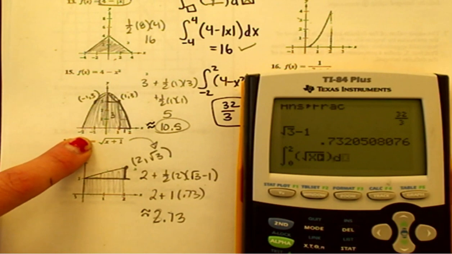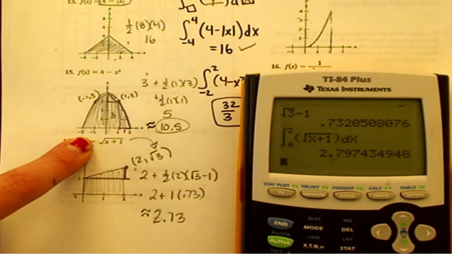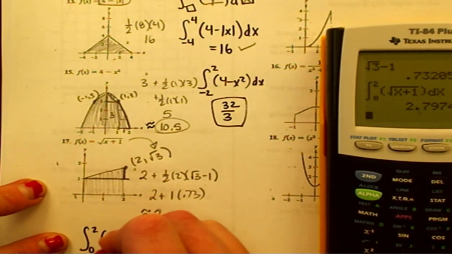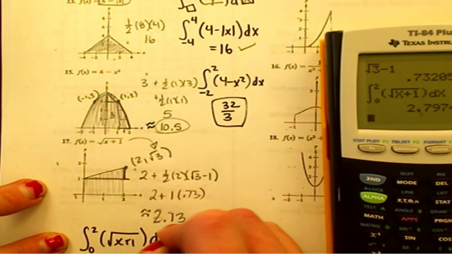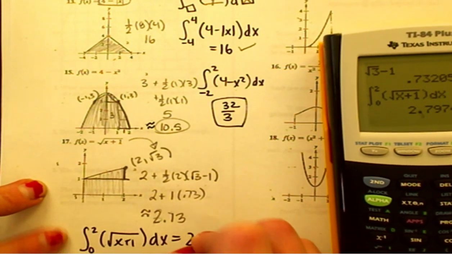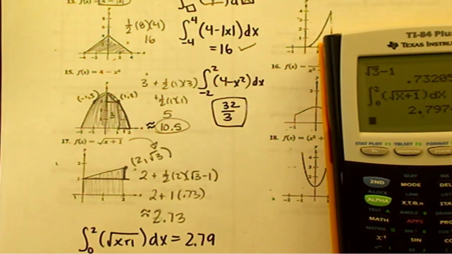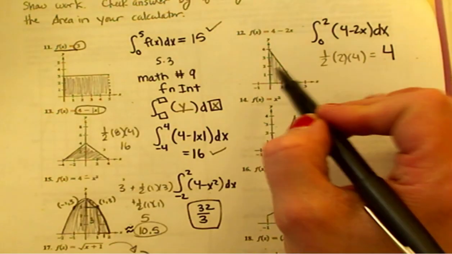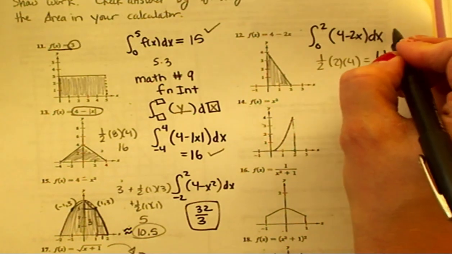Root x plus 1. 2.79. Notice the estimate is pretty close. Okay, notice the area is exactly the same as the integral.